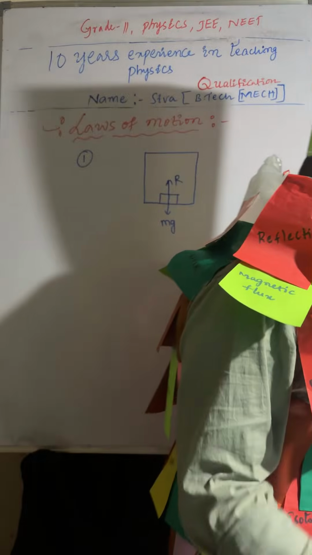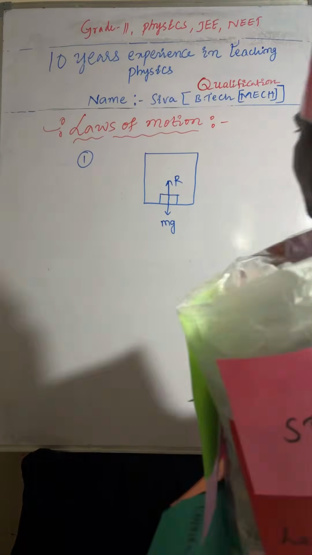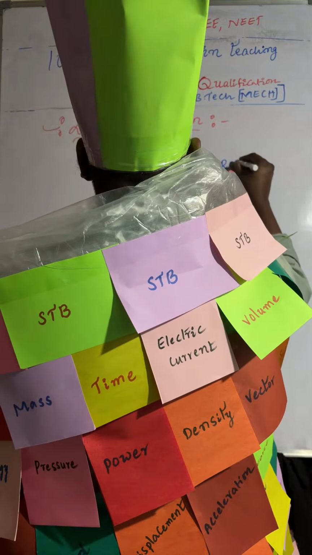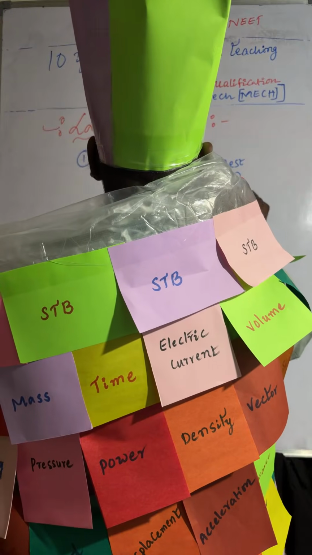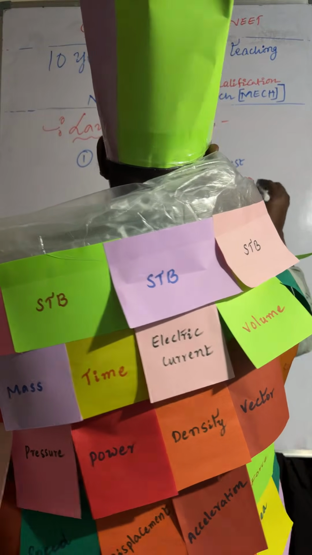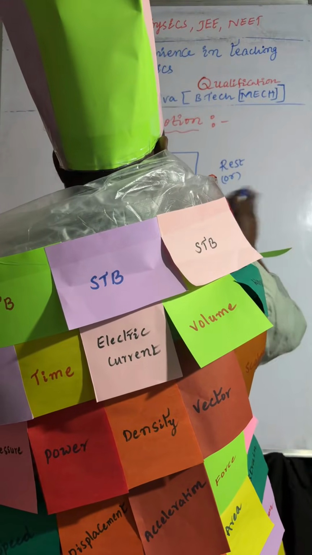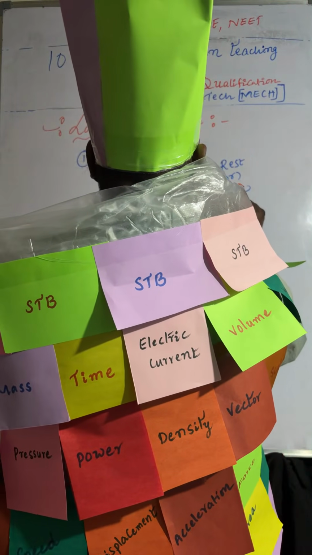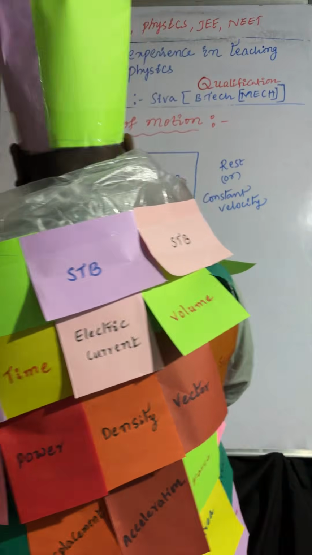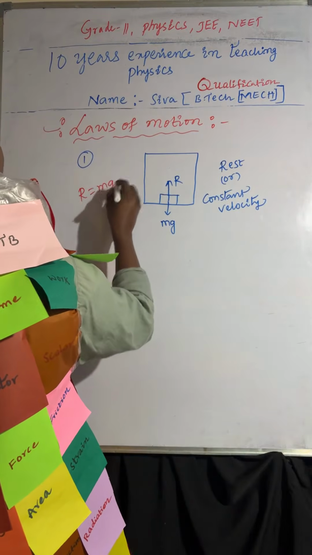That is R. If the lift is moving with a uniform velocity, or simply we can say the lift is not moving, at rest, or moving with constant velocity, then the formula is R equal to mg. This is case one.